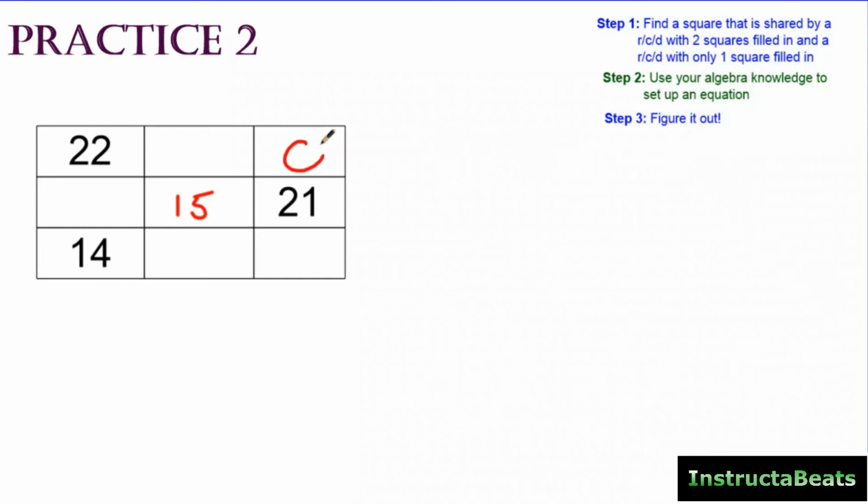So right here, I found this diagonal has 2 filled in, and this column only has 1 filled in. You could have also used this row up here. It doesn't really matter as long as you meet those requirements. Now we're going to set up our algebra equation. So 14 plus 15 plus my unknown number is going to be equal to my unknown number plus 21 plus x. So I'm going to use the one they have in common to help me look for my other one.